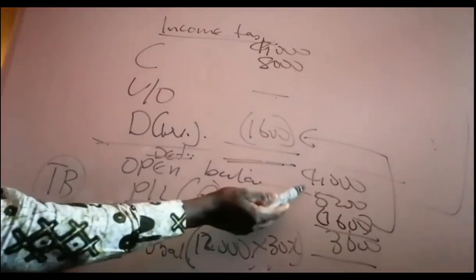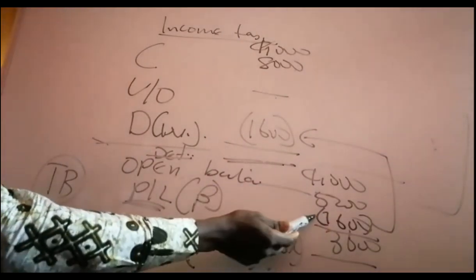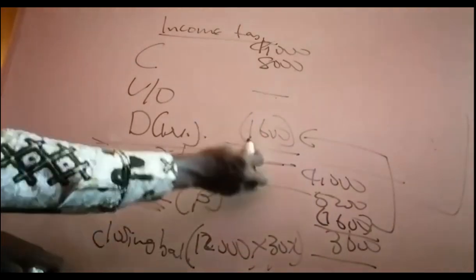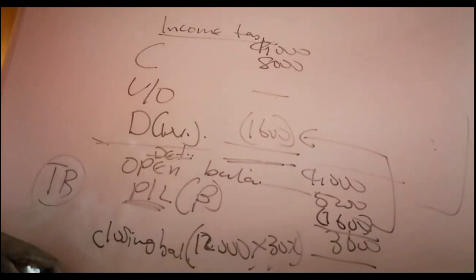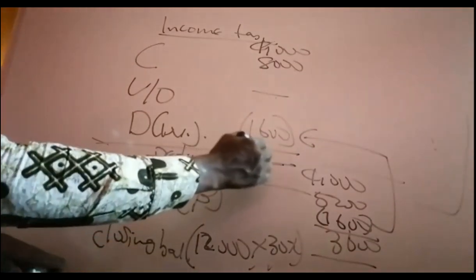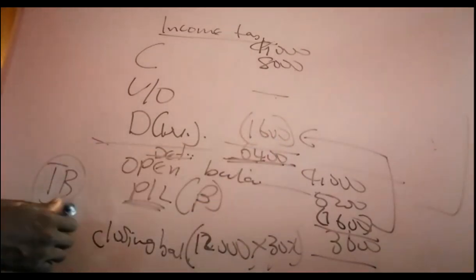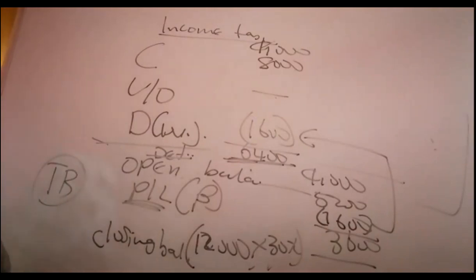So compare the opening balance to the closing balance, the movement, and send it to the income tax calculation. So you take 1,600 from 8,000, that will give us 6,400. So that means the income tax expense for that year will be 6,400. We are done. Great. So that is the end of the game.